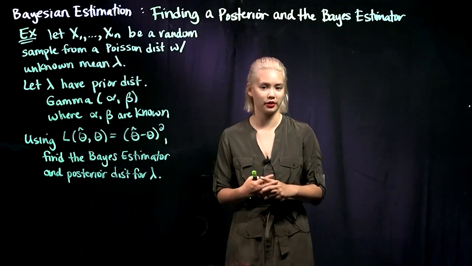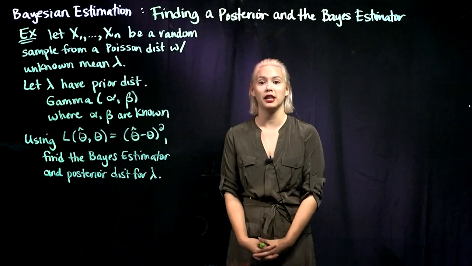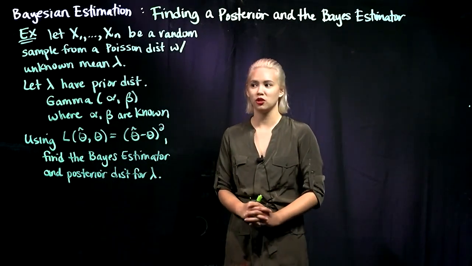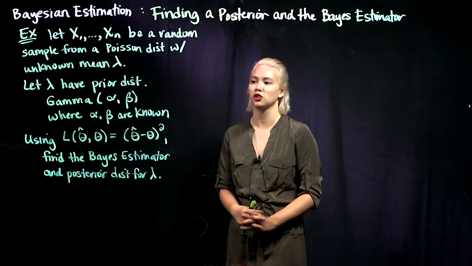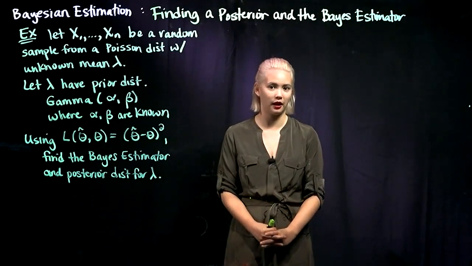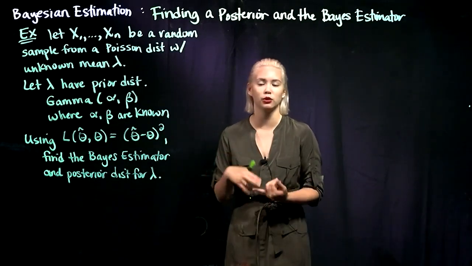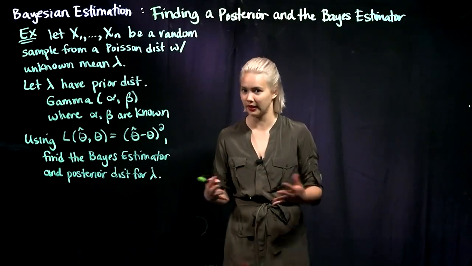Lambda is our parameter, and since we're in the Bayesian setting, we need to have a prior distribution for lambda. So let's choose lambda to have a gamma distribution with parameters alpha and beta. And alpha and beta are known, we chose them. It could be like alpha equals 2, beta equals 7, or something like that.